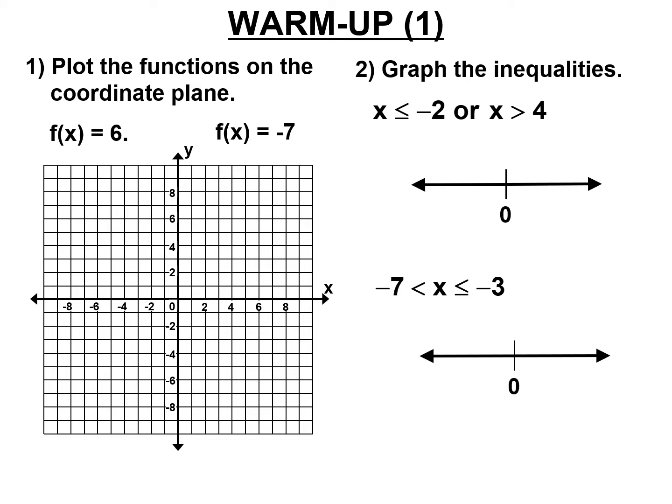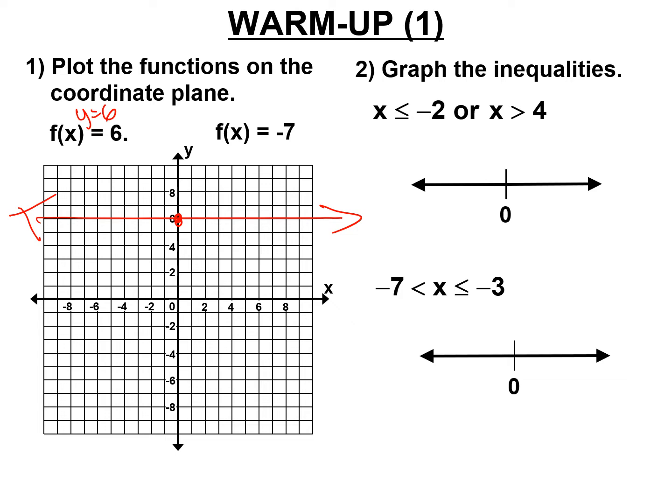So we're going to remember how to plot the following functions. F of x equals 6. Right, so that's like y equals 6. So that means the y coordinate everywhere along this line will be 6. So that is a horizontal line. And we'll be graphing horizontal lines, rays, and line segments today. So that's f of x equals 6.